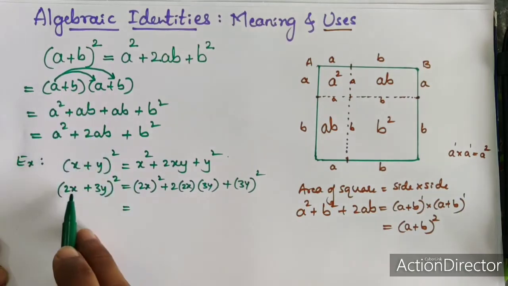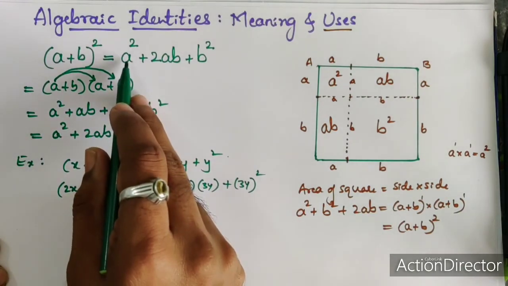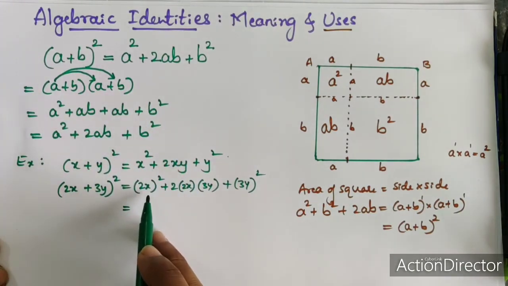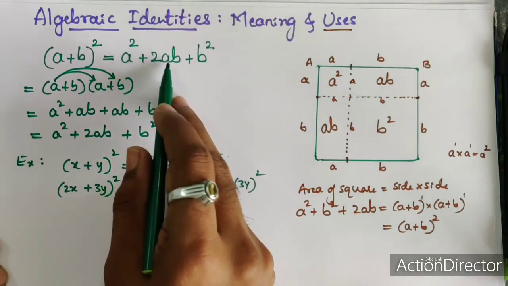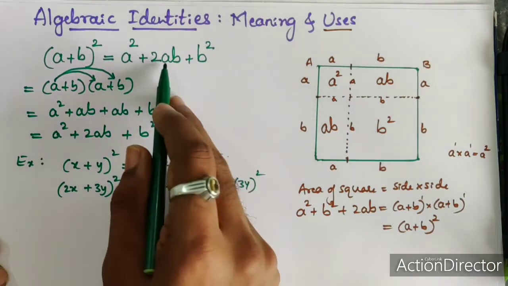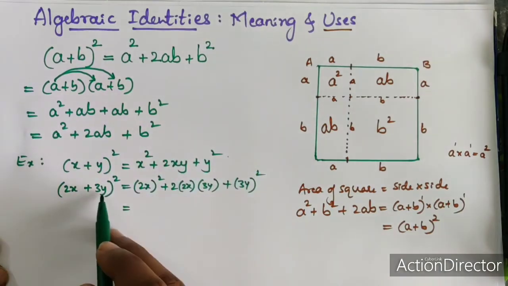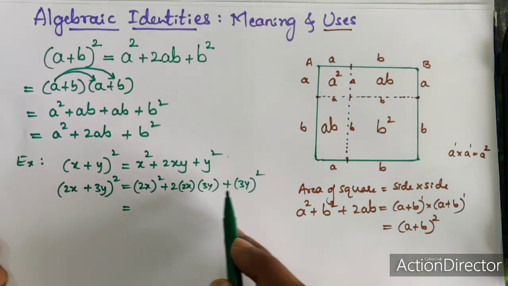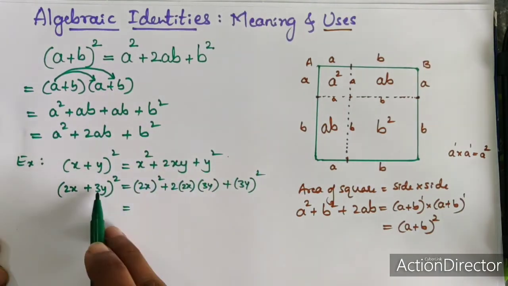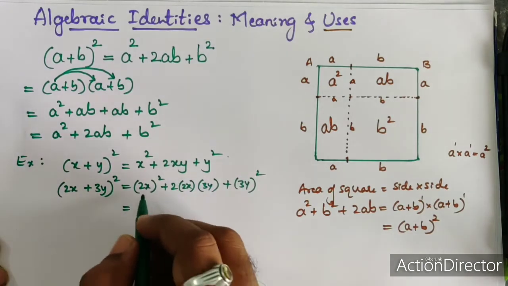See, in place of a you have 2x. So wherever you write a square, you should write 2x whole square. So plus 2, only a and b should be changed. So a means 2x, b means 3y. So 2x and 3y you have written. Last, instead of b square you have written 3y whole square. Now you have to simplify.